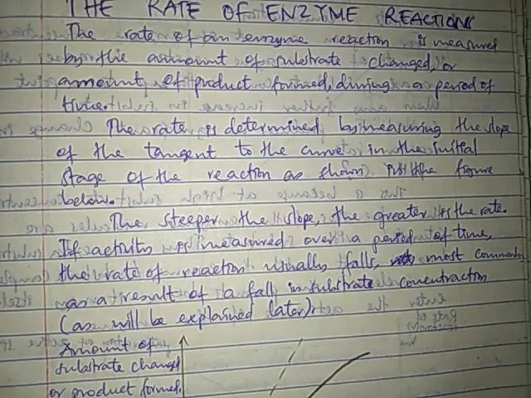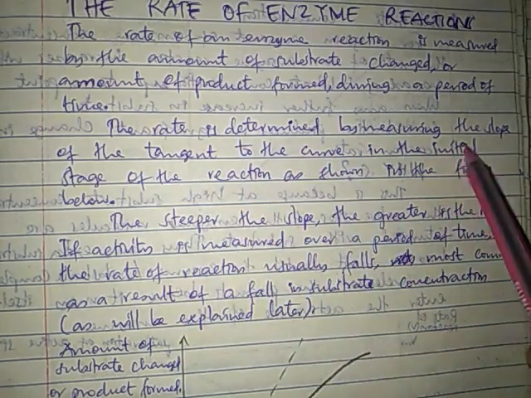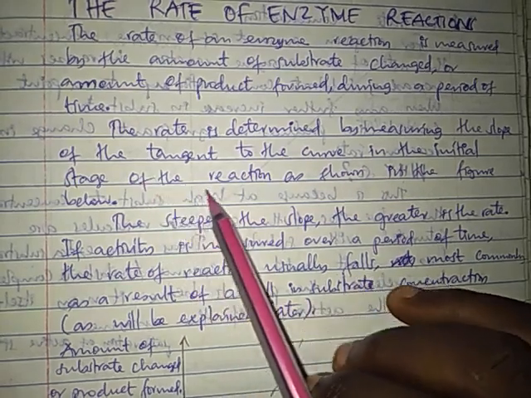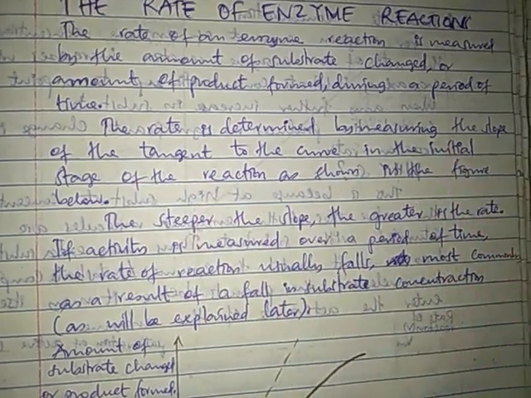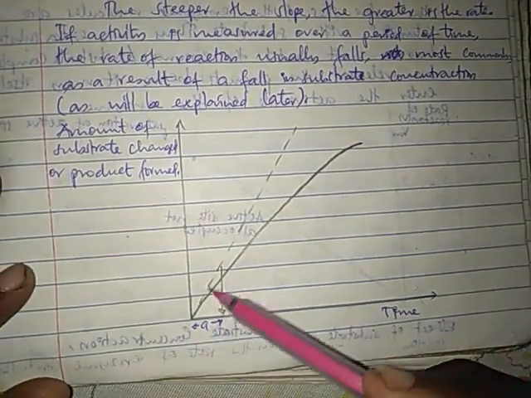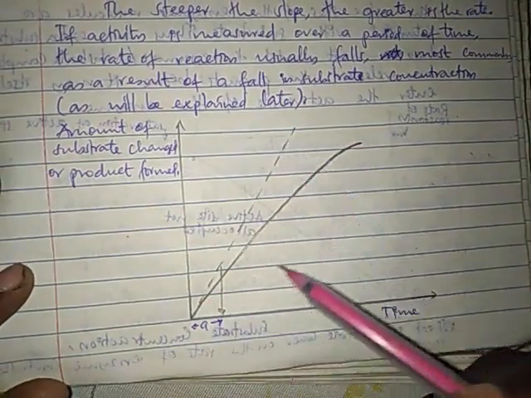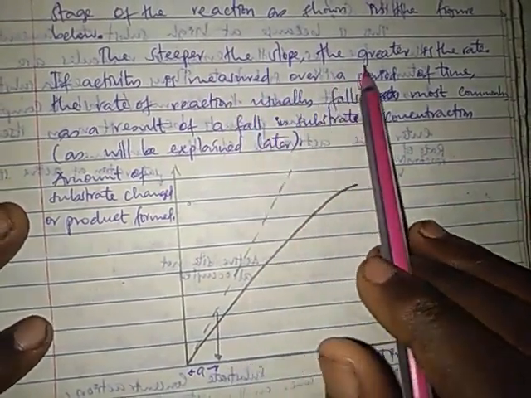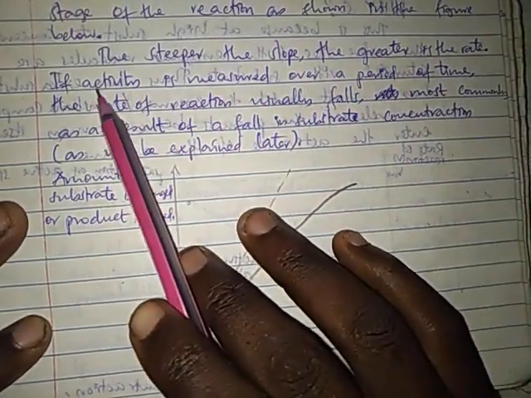au product. Now the rate is determined by measuring the slope of the tangent to the curve in the initial stage of the reaction, as shown in the figure below. So figure yenyewe ni hapo kwamba unakuwa na tangent ile pale, unaangalia slope, baada hapo slope inakupa rate ya reaction. The steeper the slope, the greater the rate.